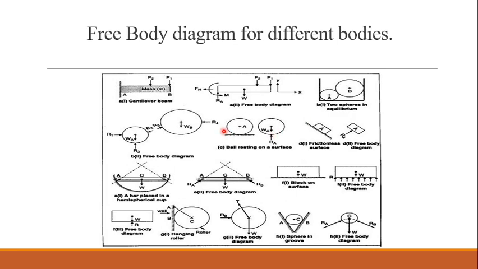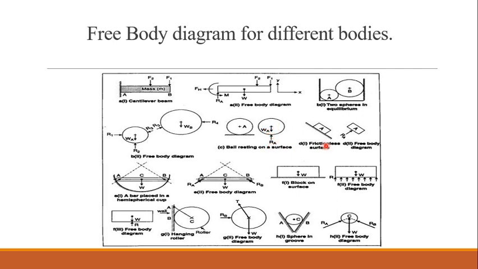Now let us take the next example. Ball resting on a surface. This is a ball resting on a surface. You can see this is in contact with this. So we have two reactions only. One is the reaction due to the sphere A and the surface, and the self weight. So self weight is acting downwards and this is the reaction, how it is produced.